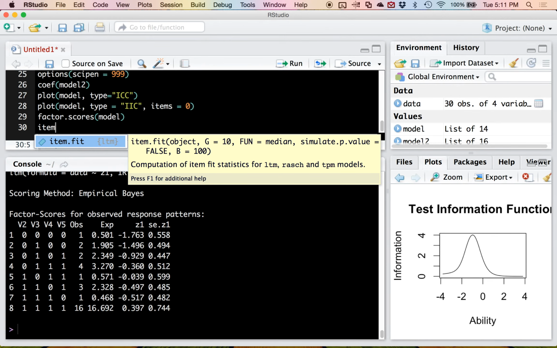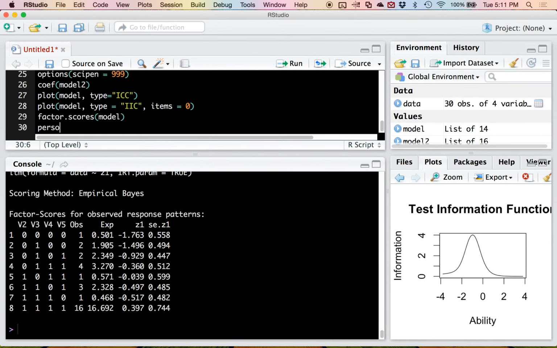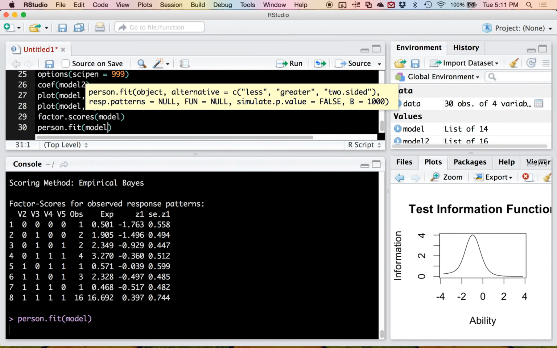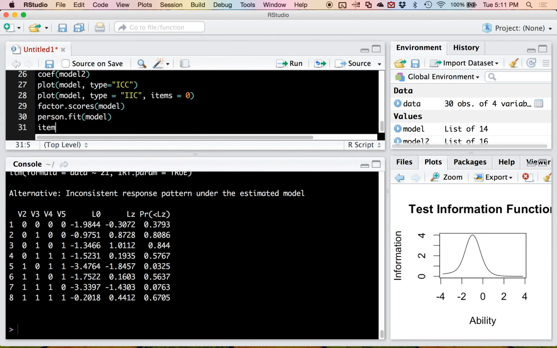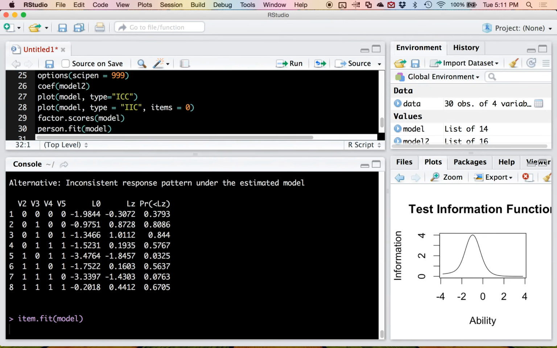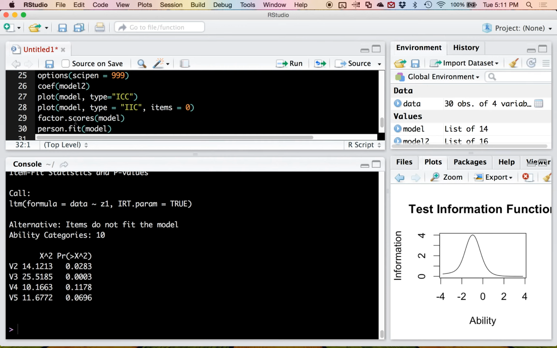We could do item fit. Oh, sorry, I've skipped person.fit. So I can look and make sure that most of my people are being measured appropriately, and it's going to be the exact same numbers. And then item fit, yeah, question 3, or variable 3, or question 2 is still really bad.